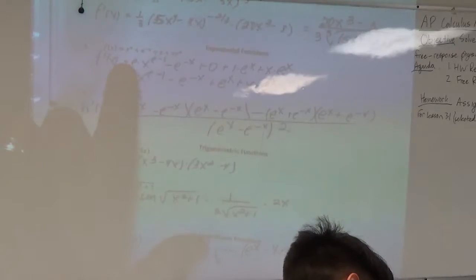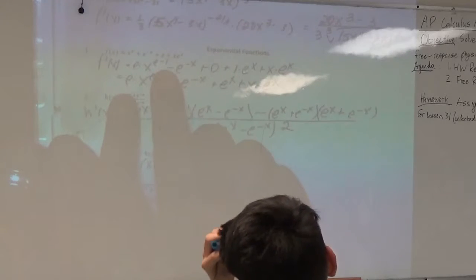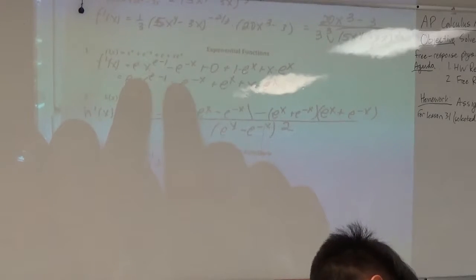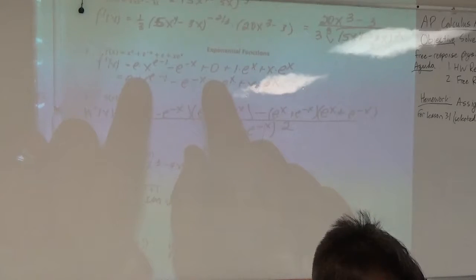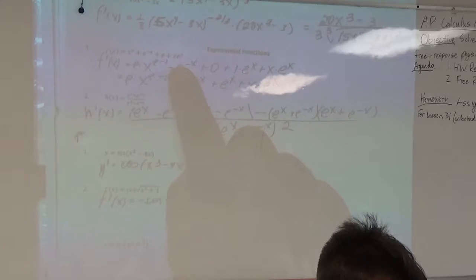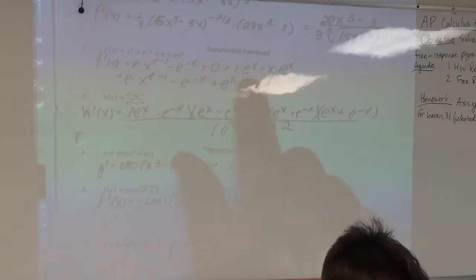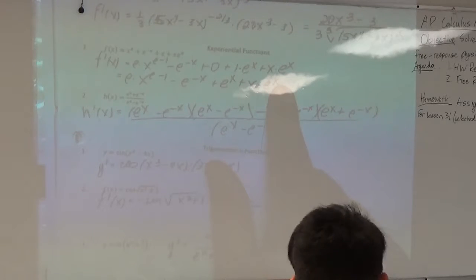Let's see how we did here. Derivative of x to the e, x to the e minus 1. Derivative of e to the negative x is negative e to the negative x. Derivative of e is 0, because e is a constant. The derivative of x e to the x, this is a product rule question. So 1 times e to the x plus x times e to the x.